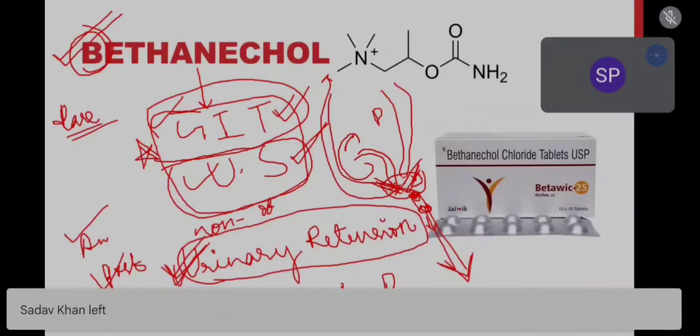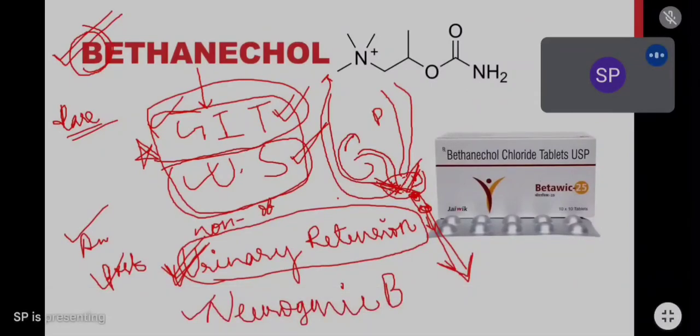So neurogenic bladder is the condition where the nerve endings attaching to the bladder will not work properly, or the nerves will not show their actions. That may be due to neuritis, or a genetic disorder, or autoimmune disorders. That is called neurogenic bladder. In neurogenic bladder conditions, we can give bethanechol. Clear? Because it will increase the actions of acetylcholine and cause detrusor muscle contraction, and by that, urine will be ejected out.